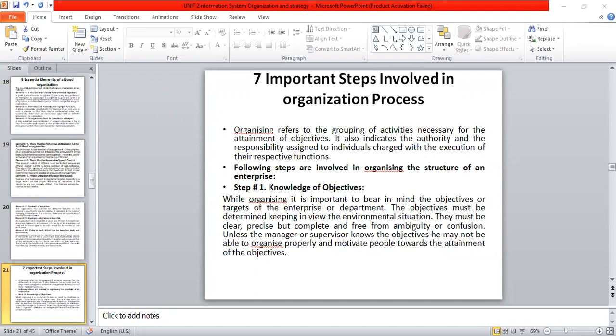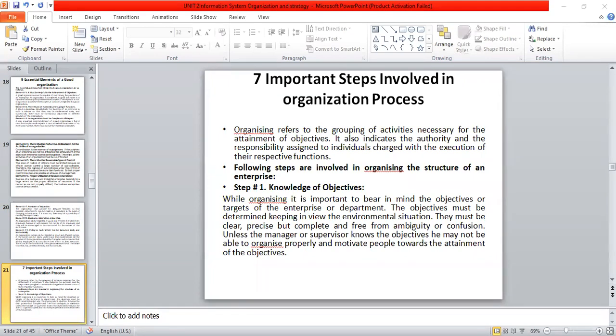Are you getting it? Delegation of authority means everyone has the authority to do something, or they have to take some decisions regarding the procedure. If he or she has the authority, and if that decision is good, then it is good for the organization. So you should provide authority to the respective manager.